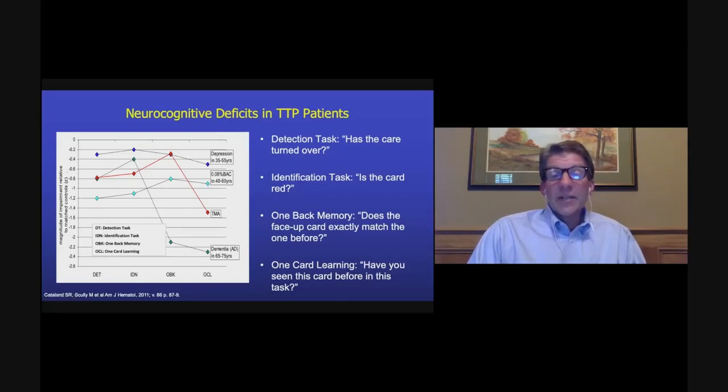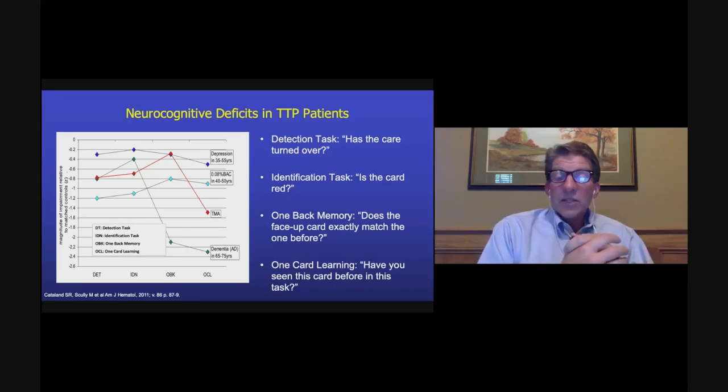So people who were legally drunk, how they functioned, people with depression, and people with dementia. So again, this task was very simple. They were shown in the first test, the detection, they were just asked a question, yes or no, has the card turned over? The second one, is the card red? So relatively simple. One back memory. So does this card match exactly the one before it? And then the one card learning was, have you seen this card before?